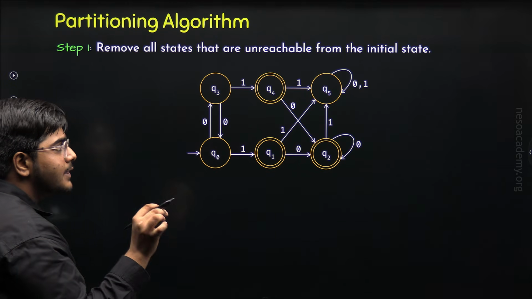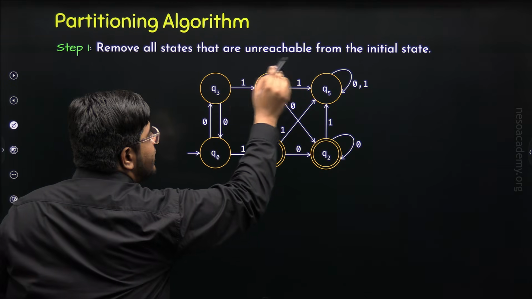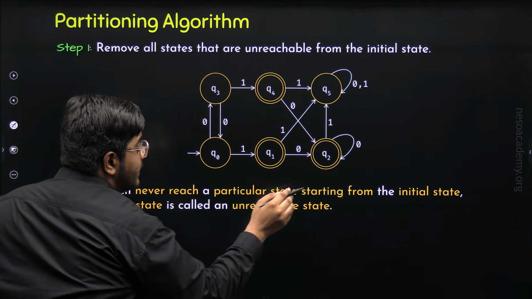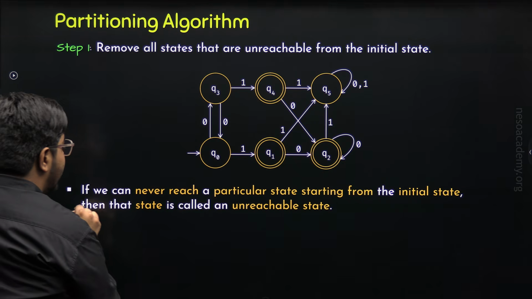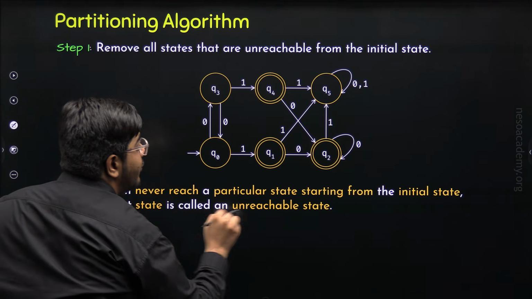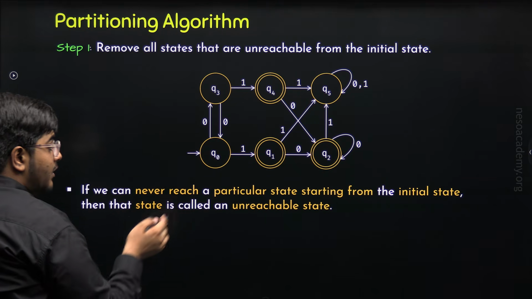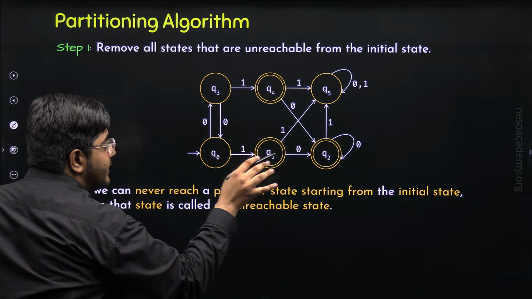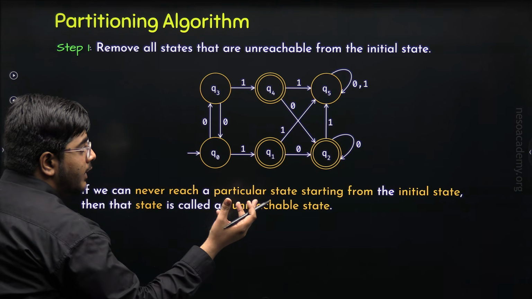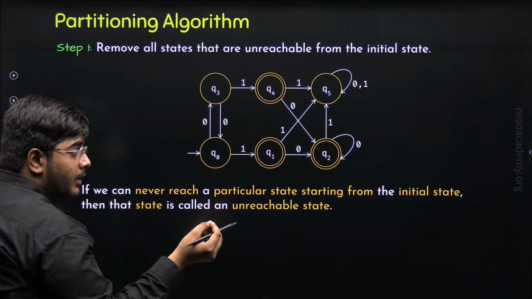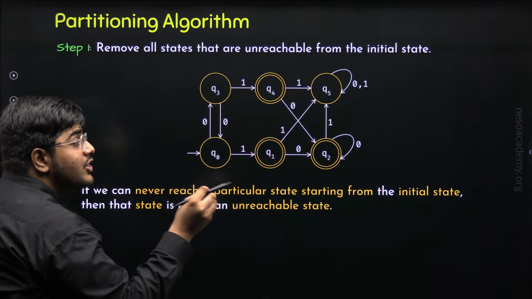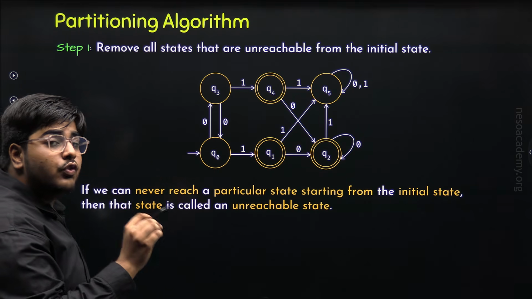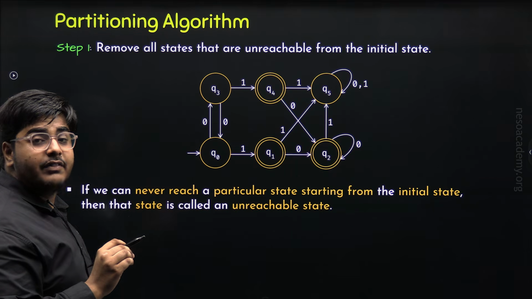So first we need to understand what is the meaning of unreachable state. If we can never reach a particular state starting from the initial state, then that state is called an unreachable state. So we need to start from the initial state and check all the states, whether we can reach them or not. If we cannot reach them, those states are called unreachable states. And according to step number 1, we need to remove the unreachable states from our given DFA.